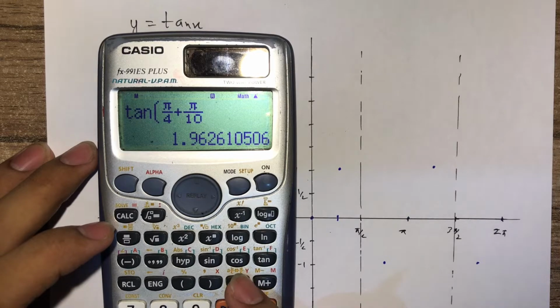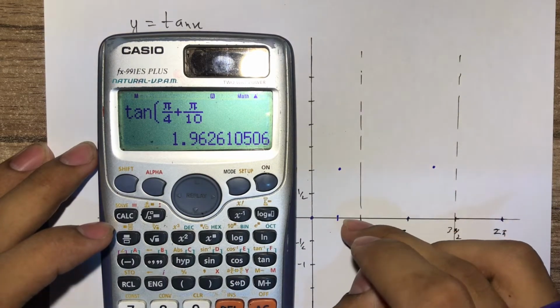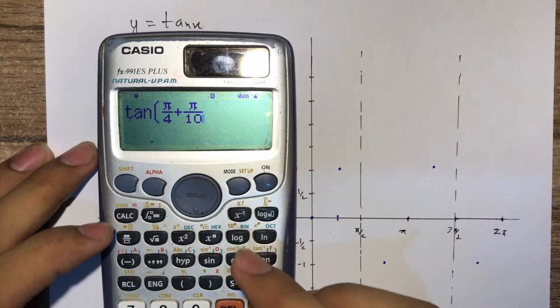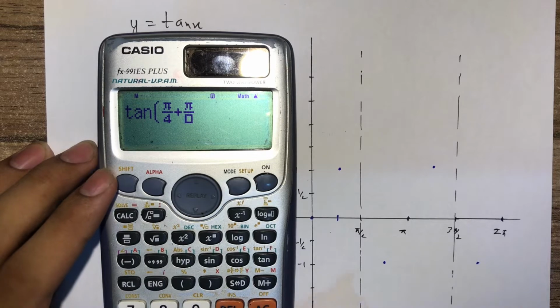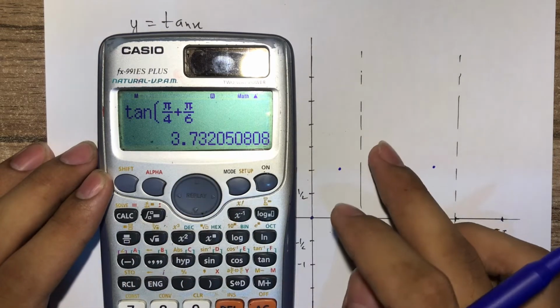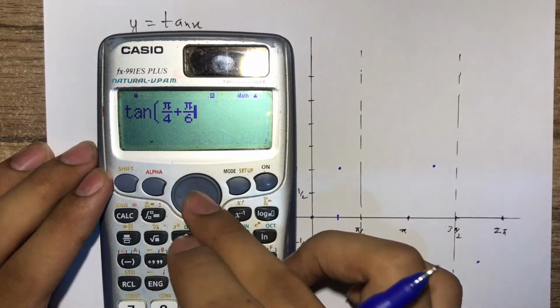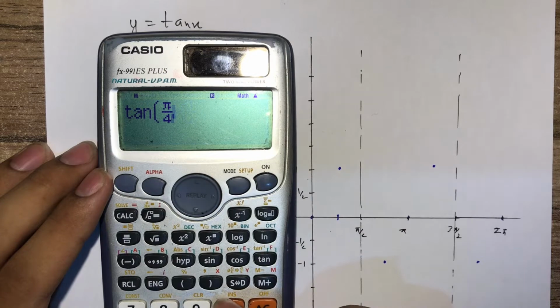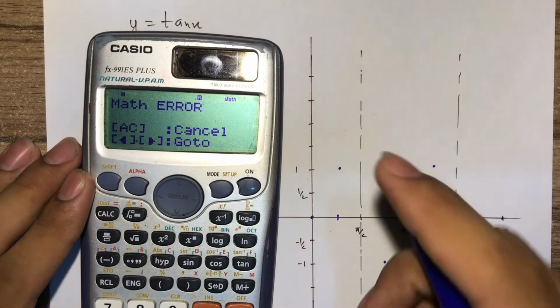10, let's say. So we're getting 1.96, right? Pi by 10, it's after pi by 4, we're getting 1.96. Just like that, if we have pi by 6, we'll get 3.73. So if you keep on going, it will keep increasing, but when you reach pi by 2, there's an error, because at pi by 2, it's reaching infinity.